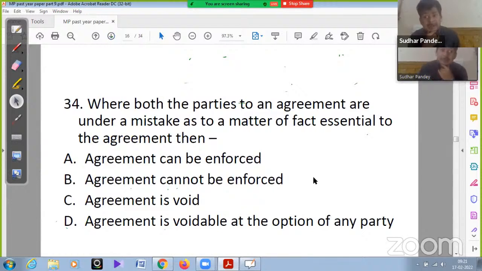Where both of the parties to an agreement are under a mistake as to a matter of fact essential to the agreement, then the agreement will be: A, the agreement can be enforced. B, agreement cannot be enforced. C, agreement is void. D, agreement is voidable at the option of the aggrieved party. Question number 34. Its correct answer will be C for Calcutta. That is, the agreement is void in nature. Next question. Question number 35.